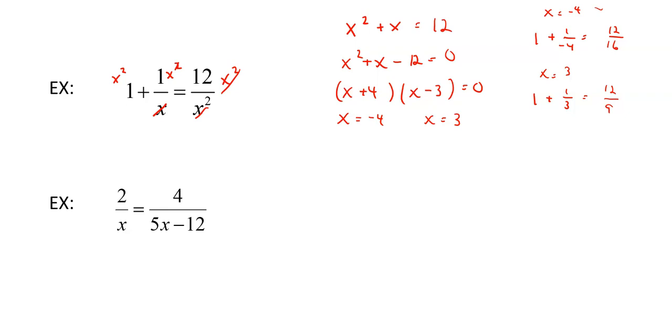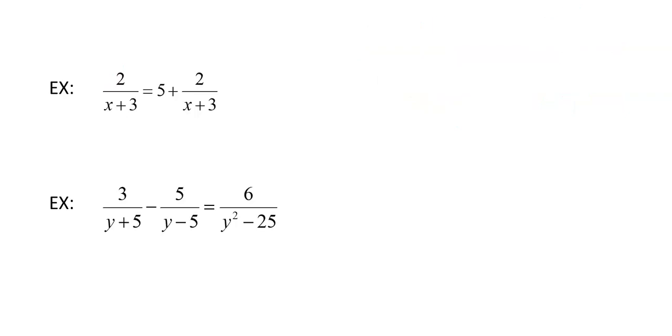All right, the one under it you could try doing by cross multiplying. You'll end up with something similar to what we had up there, which is a quadratic. Let's take a look at the one on the top here. 2 over x plus 3 equals 5 plus 2 over x plus 3. Let's try getting rid of the x plus 3's.